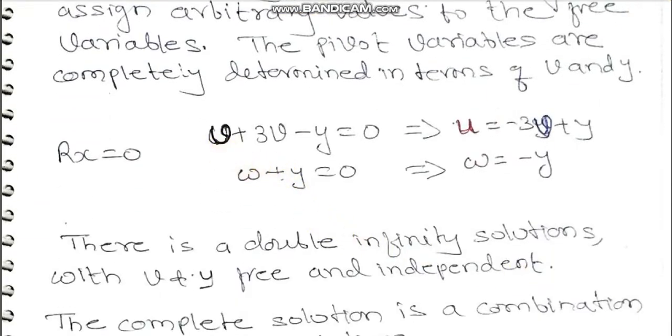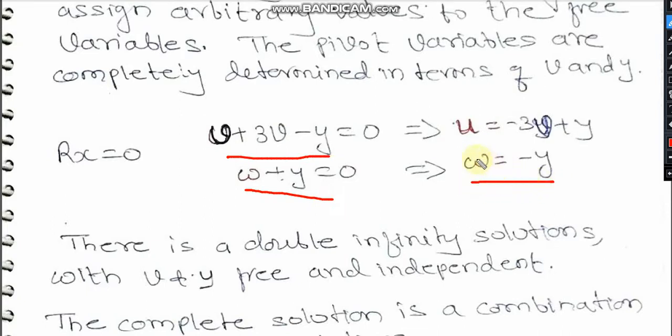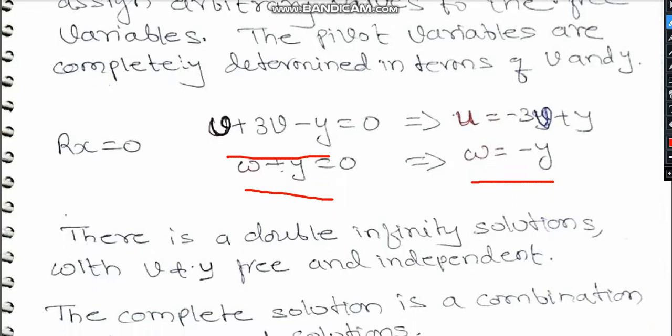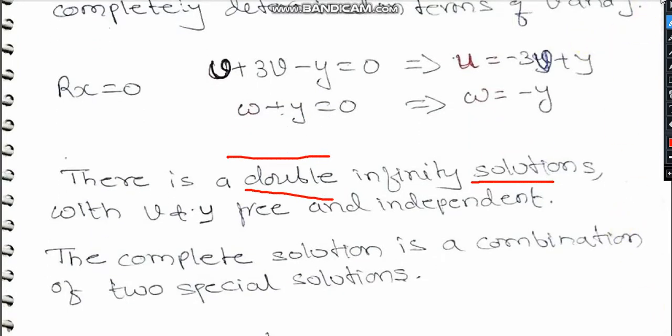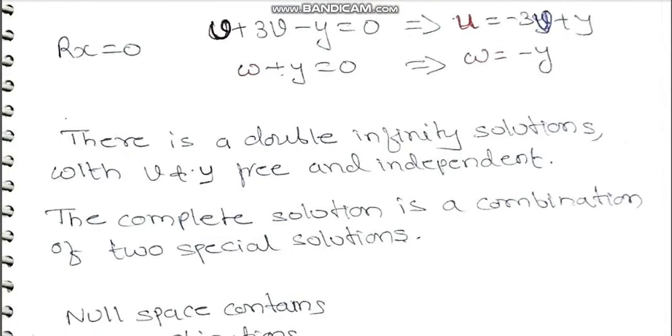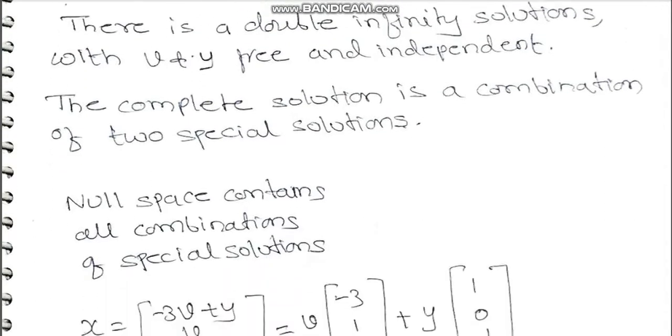So u plus 3v minus y equals 0, and w plus y equals 0, that leads to w equals minus y, and u equals minus 3v plus y. So u and w are the paired variables that depend on the free variables, v and y. This we call the null space solution.